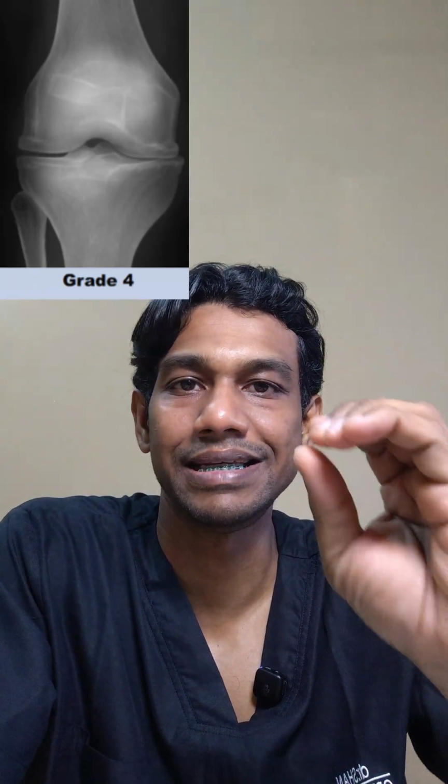And grade 4 is when there is an obvious deformity, where we will see that as the space in the medial side gets thinner and thinner, your knee starts to bend inwards. And this is the final stage where usually surgery is warranted.